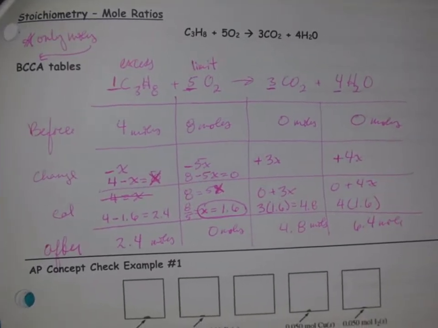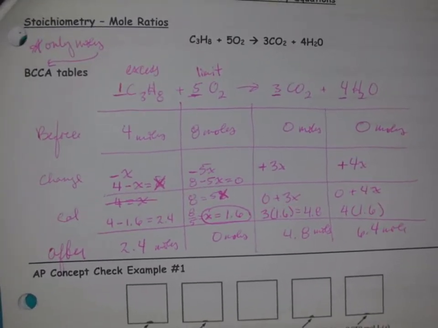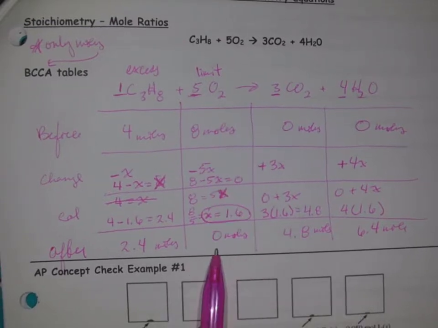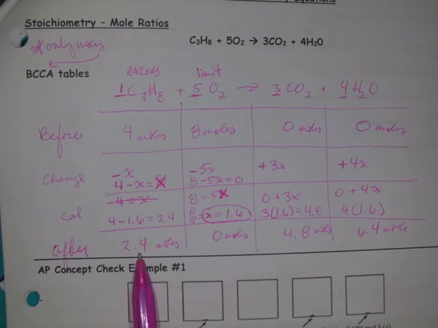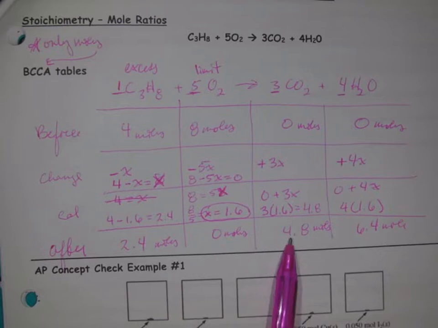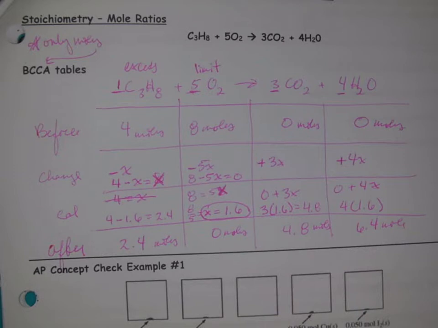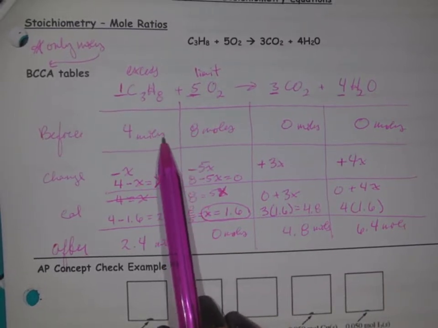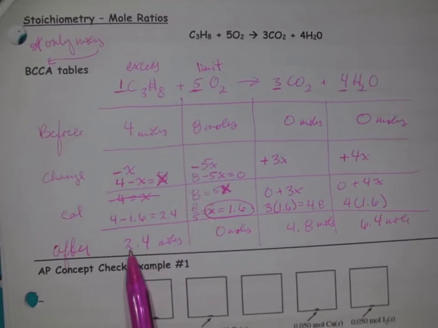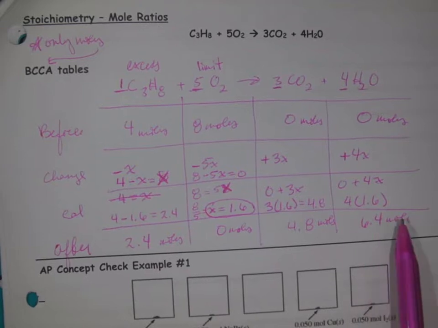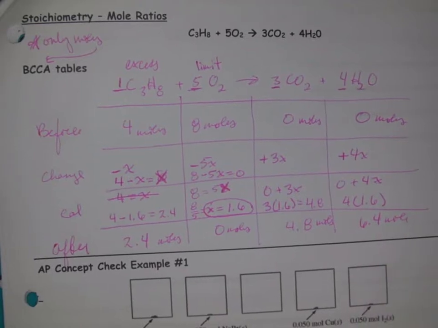So we get a lot of really important information here. By using a BCCA table, we found out that O2 was our limiting reactant, and that when the reaction is all done, we're going to end with 2.4 moles of C3H8, 4.8 moles of CO2, and 6.4 moles of H2O. Okay? And if we are not in moles in the beginning, we need to convert to moles using a one-step goalpost. And if we need our answers to not be moles in the end, then we take the final answer and convert it to grams or whatever it is asking of us.